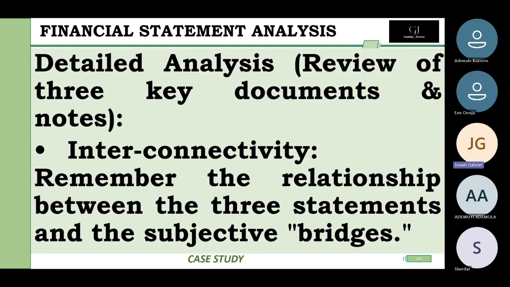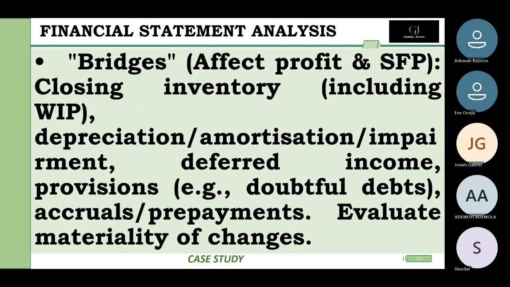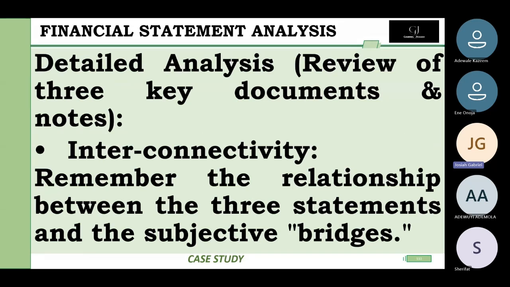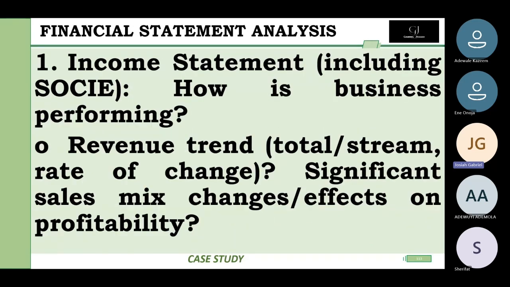So the inventory figure should be looked at and should be bridged between the profit, which is your trading profit and loss account traditionally, and currently we call it the SCI, and what is in your closing inventory in your balance sheet. So that bridge should be built in your detailed analysis first. So your income statement, which includes your statement of changes in equity, you're looking at how the business is performing. From revenue trend, you look at the total revenue stream, its total income, significant sales mix changes and effects on the profitability of the company should be looked at in detail.